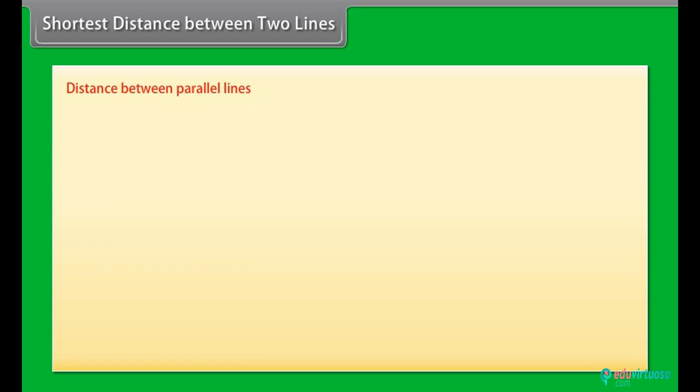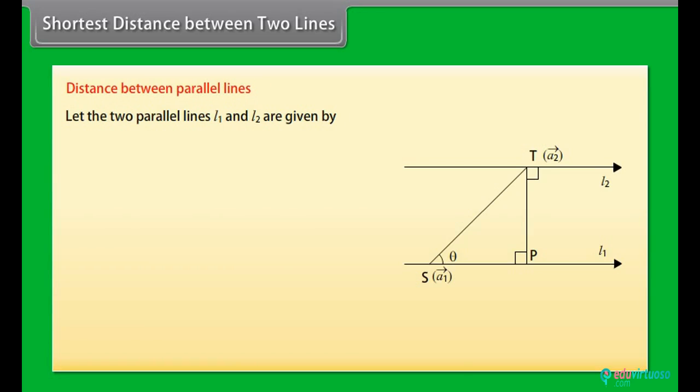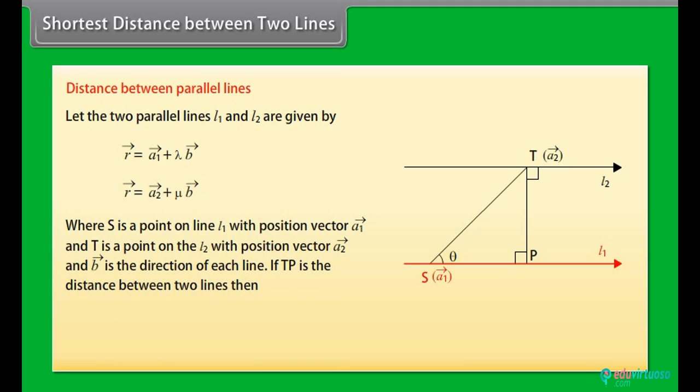Shortest distance between two lines. Distance between parallel lines. Let the two parallel lines L1 and L2 be given by vector r equals vector a1 plus lambda vector b, vector r equals vector a2 plus mu vector b, where S is a point on line L1 with position vector a1 and T is a point on L2 with position vector a2, and vector b is the direction of each line. If TP is the distance between two lines, then TP equals modulus of cross product of vector b and difference of vector a2 and vector a1, divided by modulus of vector b.